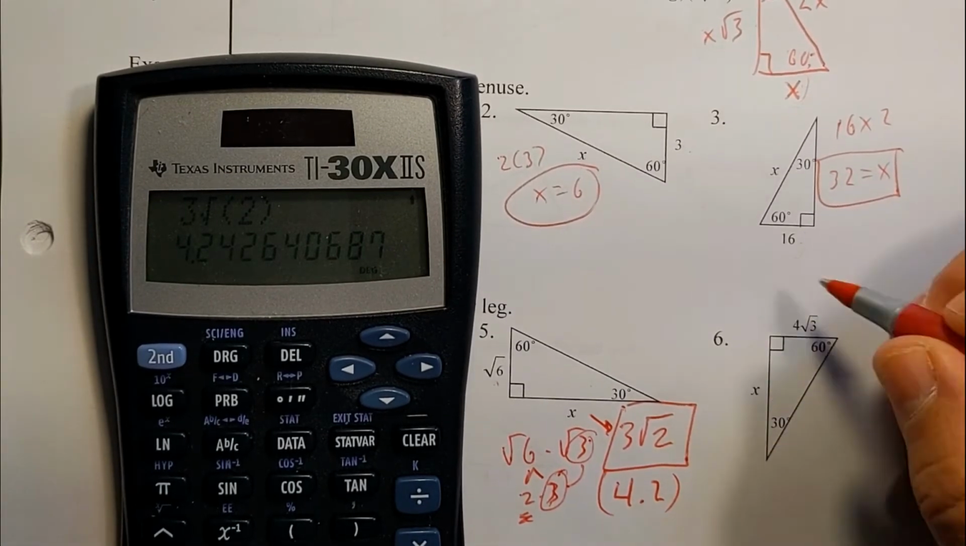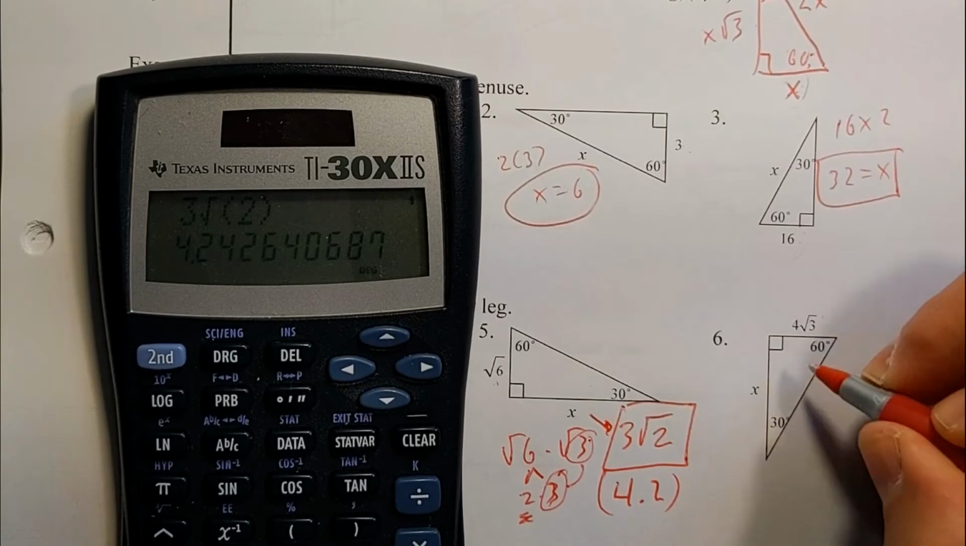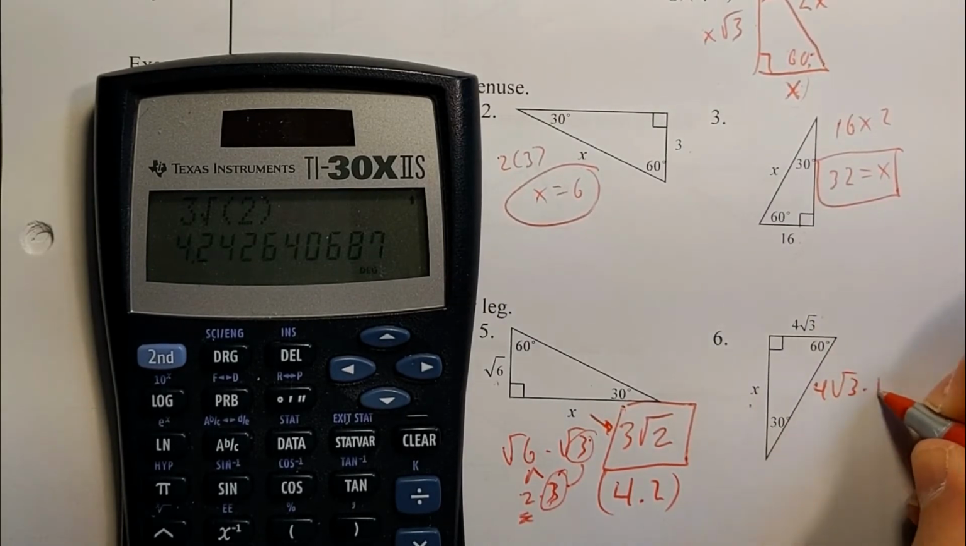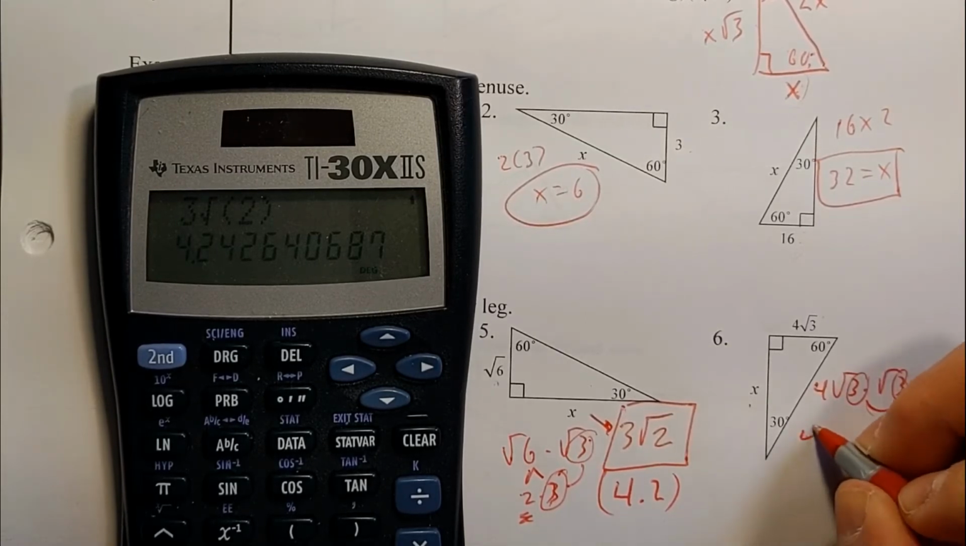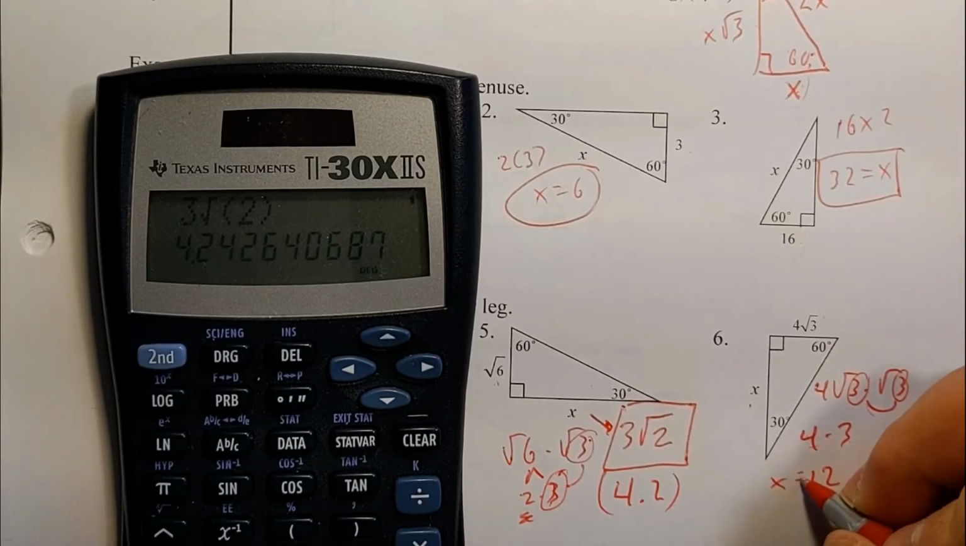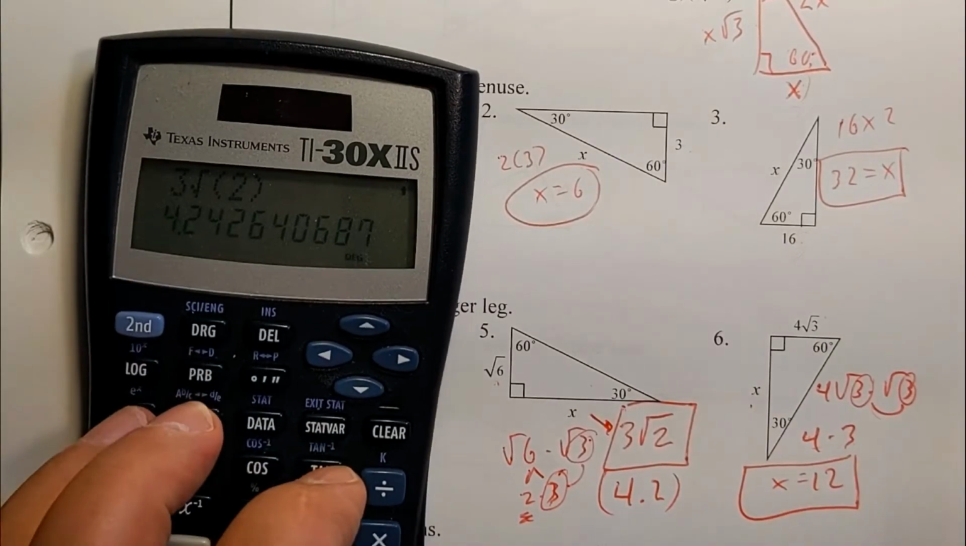Next example, number 6. If this is 4 square root of 3, you're looking for the longer leg. You multiply by the square root of 3. So 4 square root of 3 times another square root of 3. You have a pair of them. They go together. They go outside with this 4. And then 4 times 3 is going to be 12 for number 6.